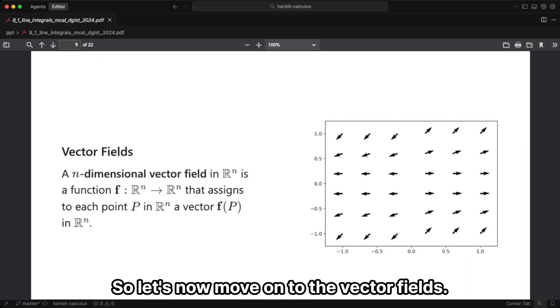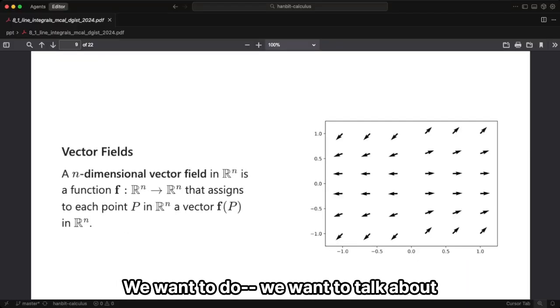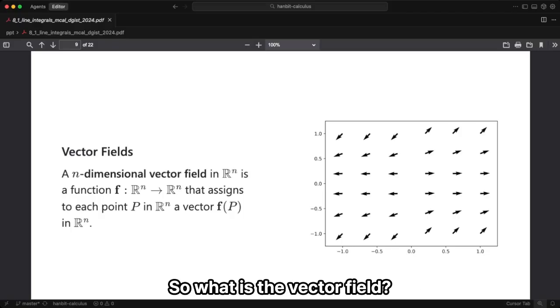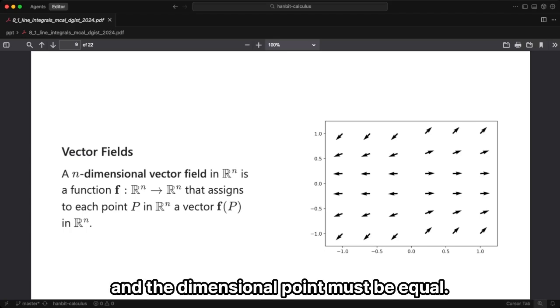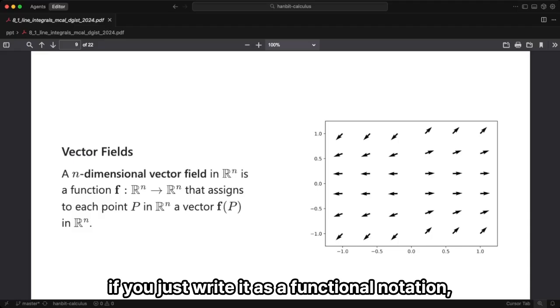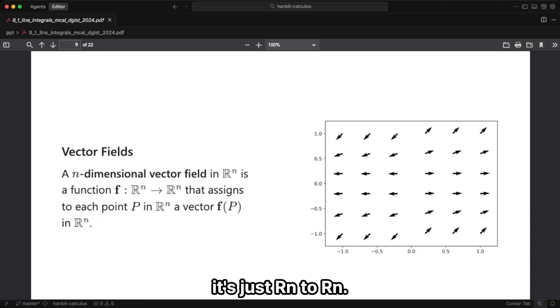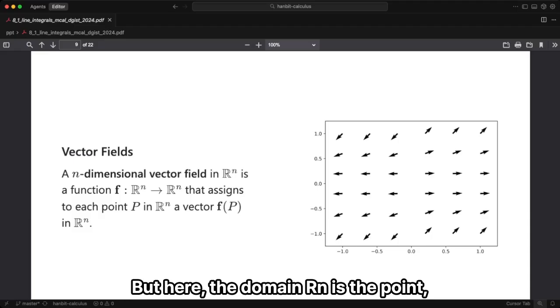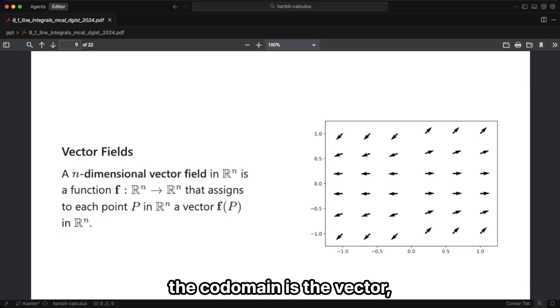So let's now move on to vector fields. We want to talk about the line integration of a vector field. So what is a vector field? It's a function that maps points to vectors, and the dimension of the vector and the dimension of the point must be equal. If you write it in functional notation, it's just Rn to Rn. But here, the domain Rn is the points, and the codomain is the vectors. So they are different in nature.